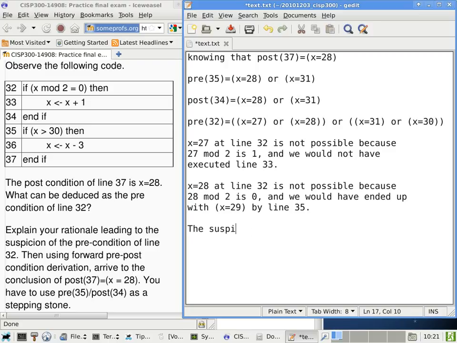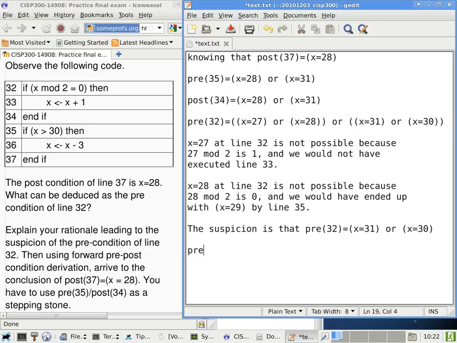So the suspicion is that pre-32 is x can be 30 or x can be 31. Starting with that premise, you have to move forward again to verify that by the time you get to line 37, we know for sure that x is going to be 28. Okay, so we have to go through all the pre and post condition stuff again.